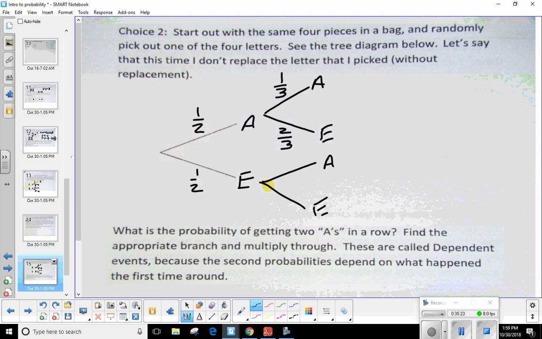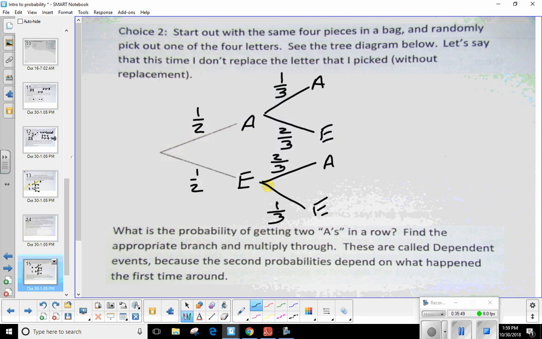Okay. Now, it's going to switch when we get down here. Let's say that we pulled an E first. To pull a second E, well, that would only be 1 out of 3. See, at this point, we haven't pulled out an A yet, so there are still 2 A's out of the 3. So again, the 1/3 plus the 2/3 is going to give me the 100%.